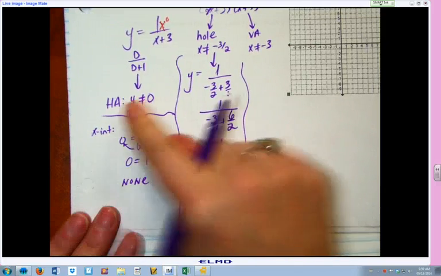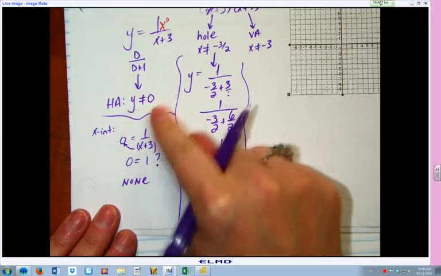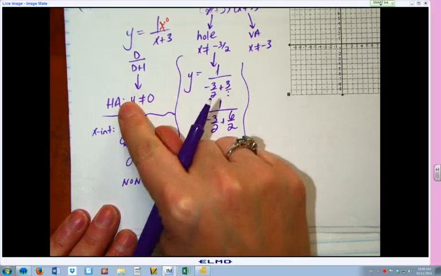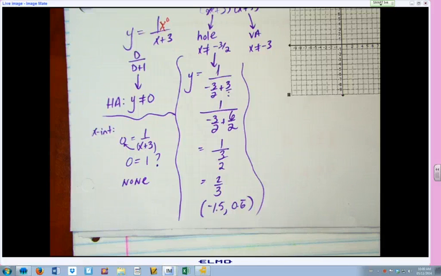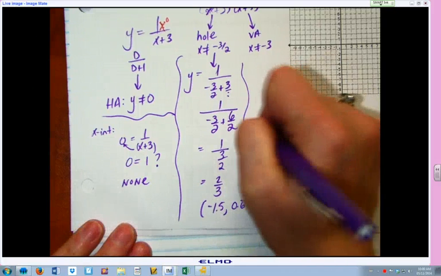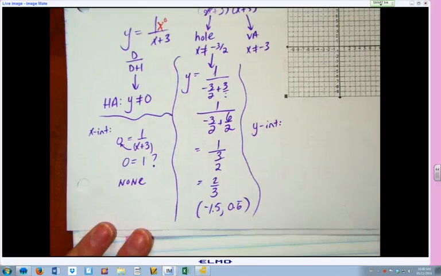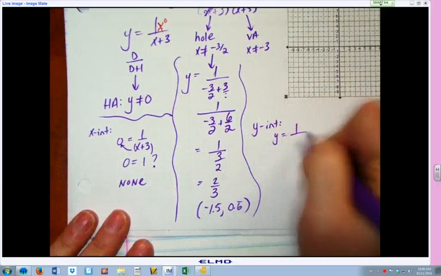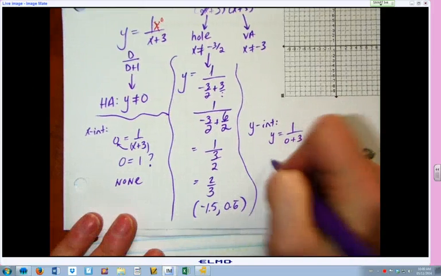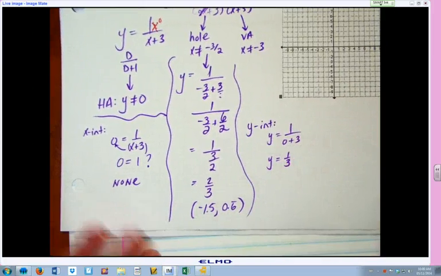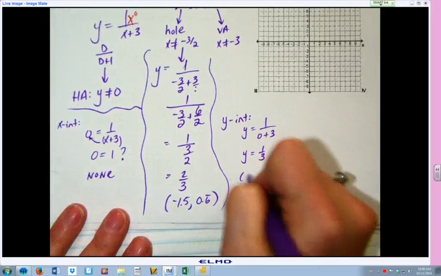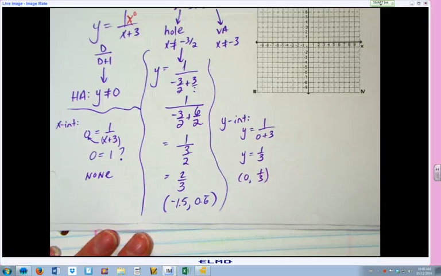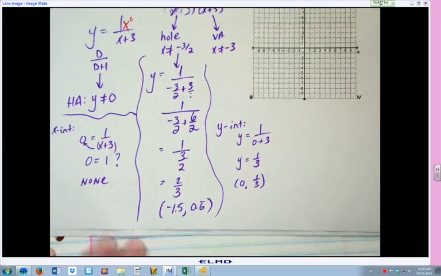Which, considering this is your horizontal asymptote, that has to make sense. Because if there's a horizontal asymptote there, can the graph pass through there? No, so it actually makes sense there's no x-intercepts. What about the y-intercepts? One third. Questions so far?